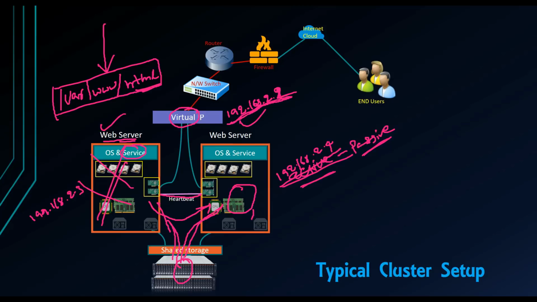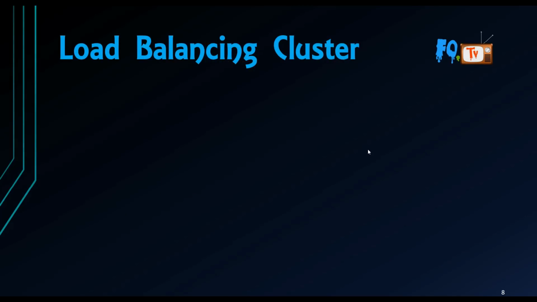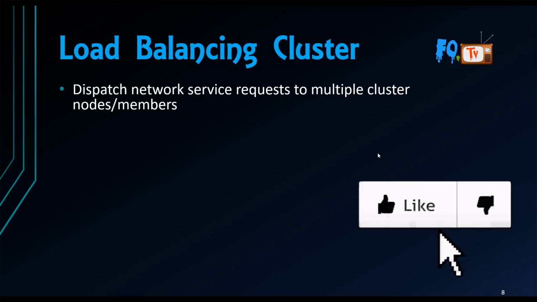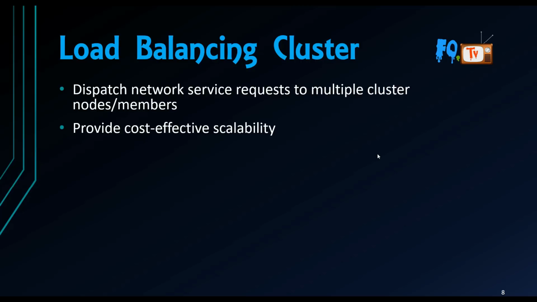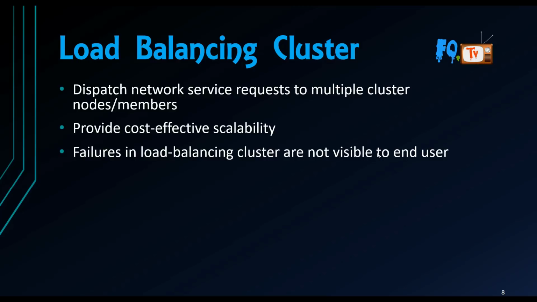Let's move on and see how other clusters are set up, okay. So there is a load balancing cluster. This load balancing cluster is set up for rerouting your traffic, okay. It dispatches network service requests to multiple cluster nodes, okay. These are going to be active cluster components, okay. It provides cost effective scalability, and failures in a load balancing cluster are not visible to the end user.